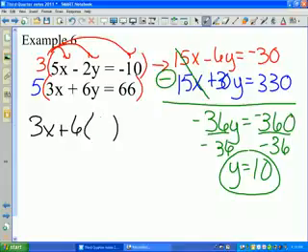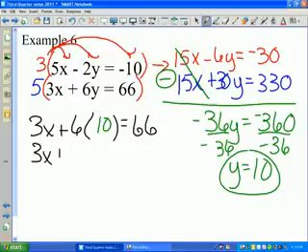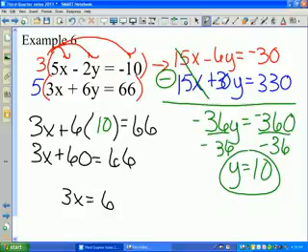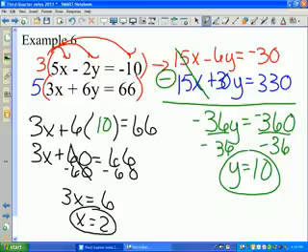So you have 3x plus 6y, and we're going to plug in that positive 10 equals 66. So we have 3x plus 60 equals 66. That means 3x is going to equal a positive 6 because you subtract 60 on both sides. So therefore, x equals 2. So my point of intersection is at (2, 10).